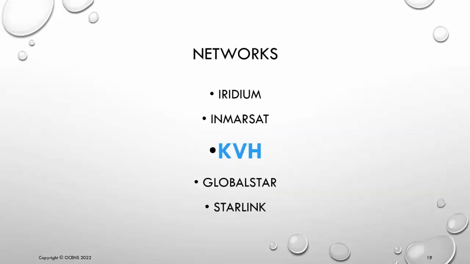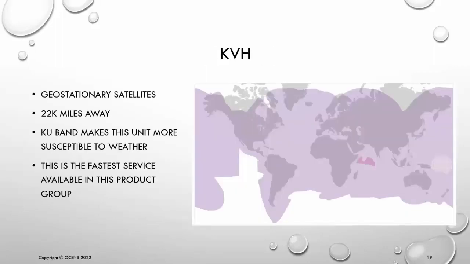So next, for the really big data users, I put the KVH V30 in here. So KVH's coverage covers most of the fishing grounds. It uses the Ku band, so it's a little more susceptible to weather fade, heavy rainstorms and things like that. And the satellite is much farther away.